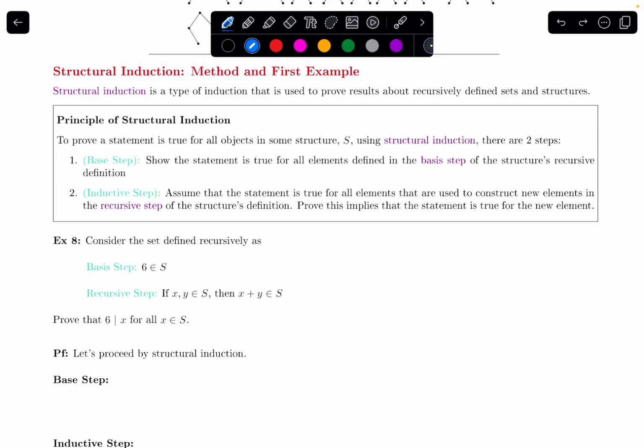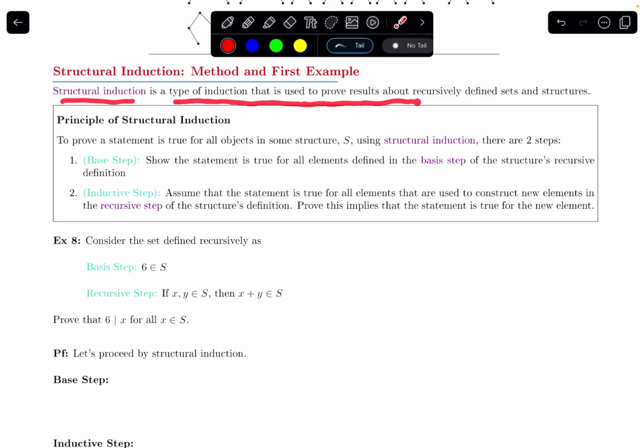In this video, we are going to introduce structural induction. So we will talk about the method and do our first example. Structural induction is a form of induction that is helpful for proving things about recursively defined sets and structures.